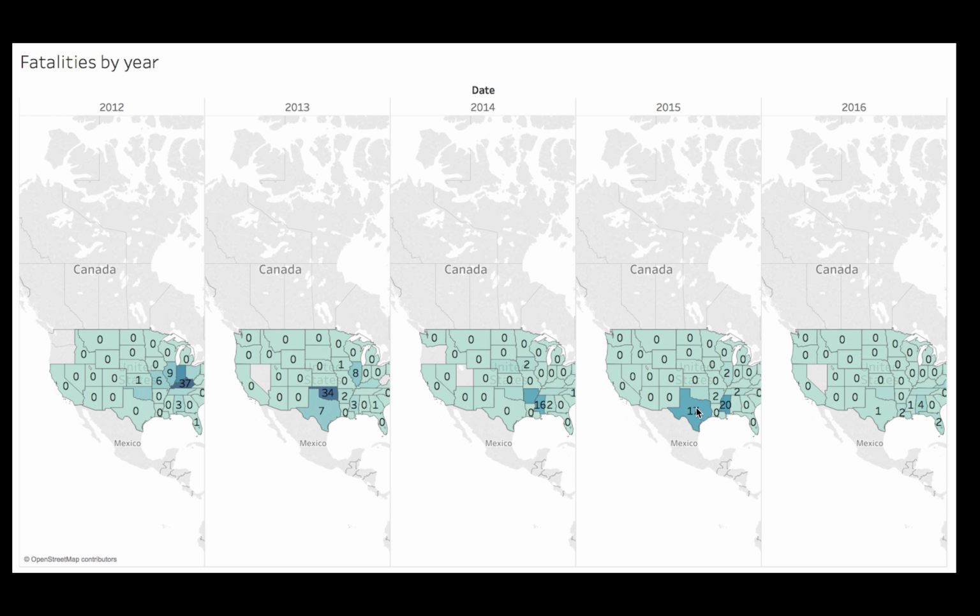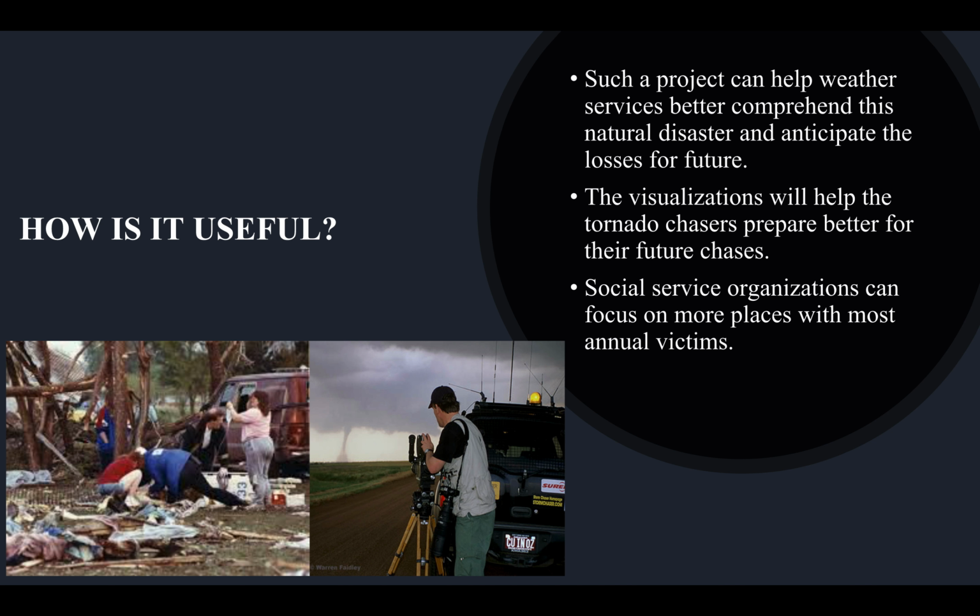So, it all comes down to this: why did we have to go on and on about what we've been talking about, especially about tornadoes? It's because such a project can help weather services better comprehend this natural disaster and anticipate the losses for the future. The visualizations will help tornado chasers prepare better for their future chases. Social service organizations can focus on more places with most annual victims.